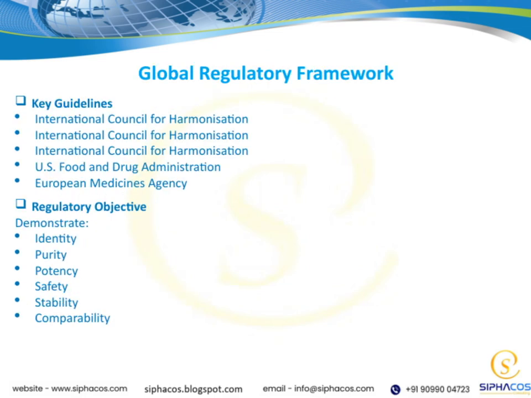When we talk about the global regulatory framework, we're looking at a set of key guidelines that shape how medicines are developed and approved worldwide. The International Council for Harmonization plays a central role here, alongside major agencies like the U.S. Food and Drug Administration and the European Medicines Agency. Their shared goal: to make sure every product clearly demonstrates its identity, purity, potency, safety, stability, and comparability. These criteria ensure that what reaches patients is both effective and reliable.